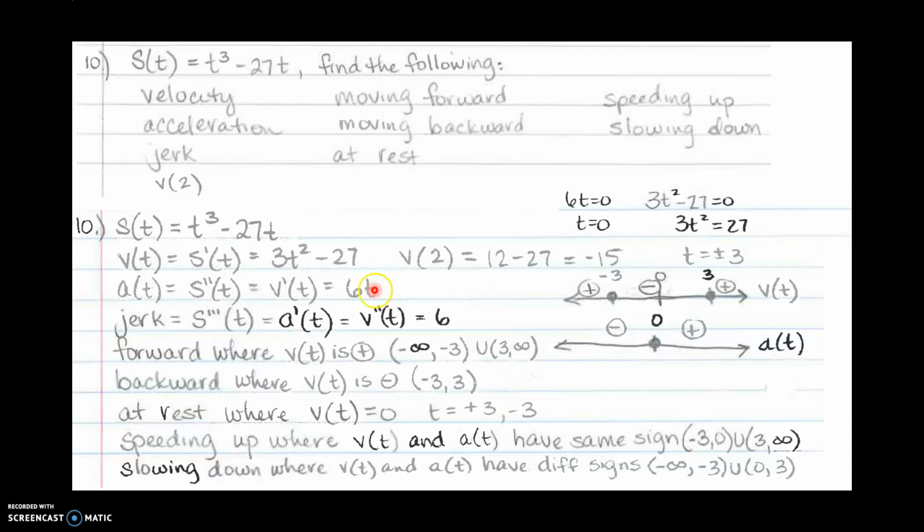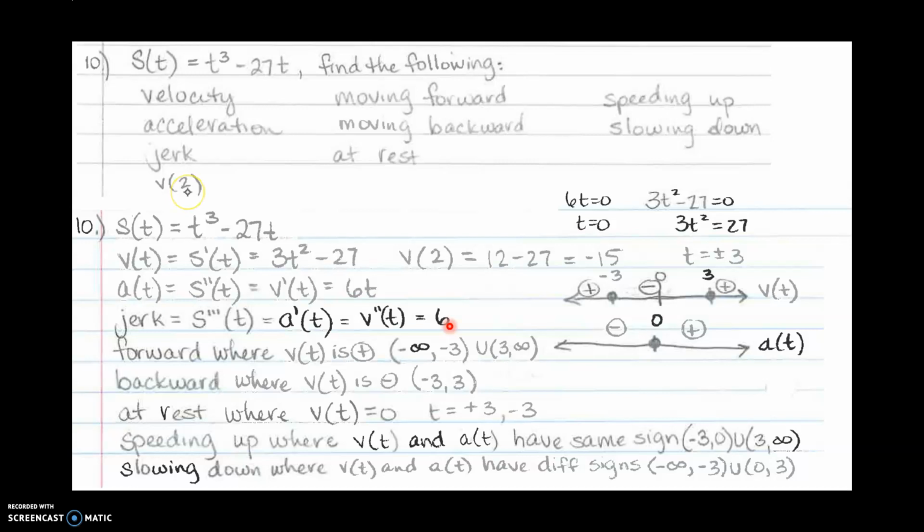Then they asked for jerk. Jerk is the third derivative. So if we take the derivative of 6t to the first, then that's just going to give us 1 times 6t to the 0, and t to the 0 is 1. So I'm going to get 6 times 1, or 6.